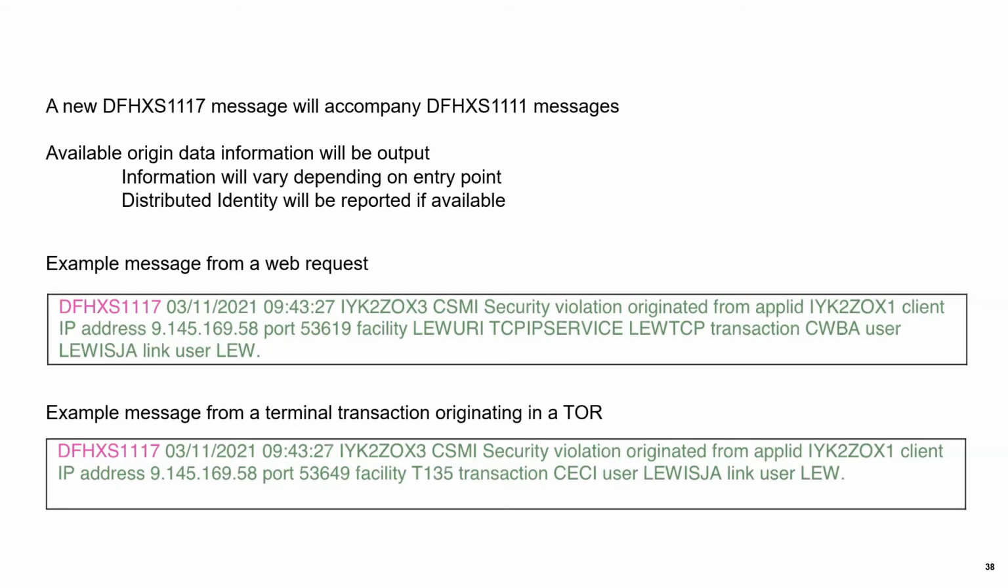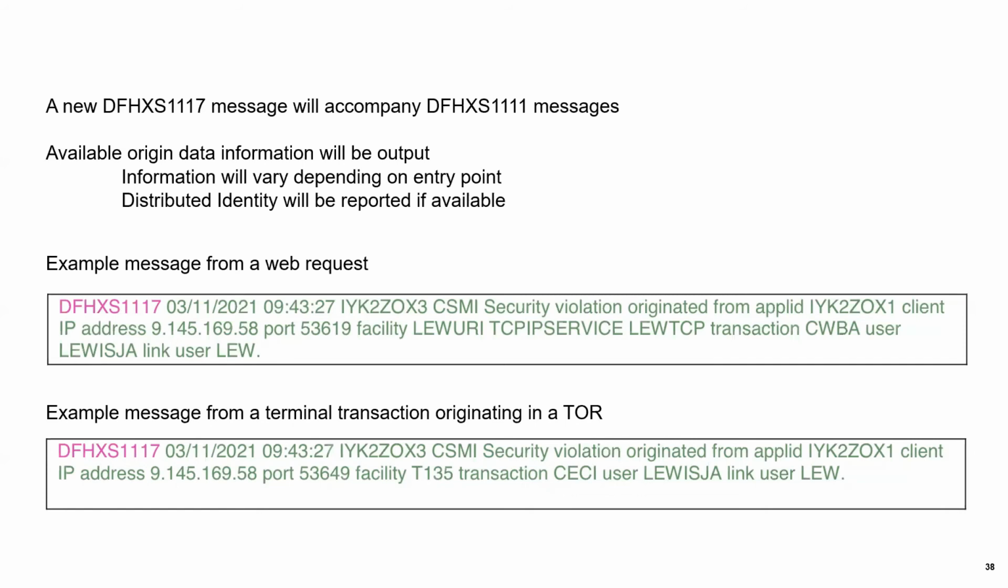You've got an example from a web request, which is routed across from one region to another. And you will see information there about the IP address and the port, and importantly here, the TCP/IP service that the request came through. And lots of other information, including where the request came from, what was the original APPLID the request came from. So that information should be sufficient to diagnose who the end user was.